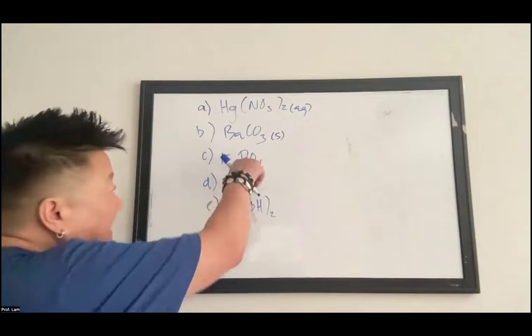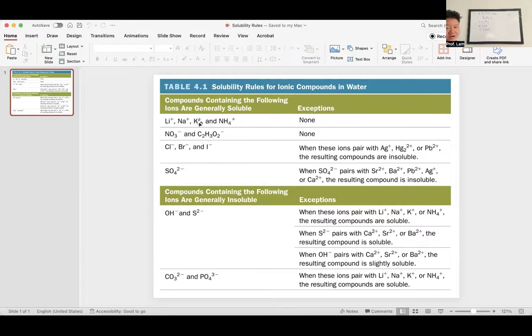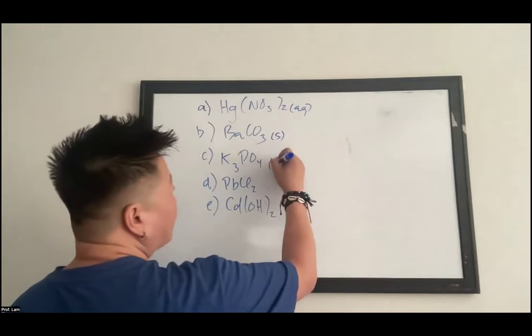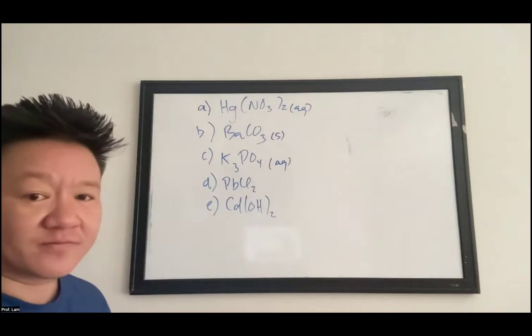All right, next one is K3PO4, potassium phosphate. So phosphate, okay, we can see that phosphate is generally insoluble, but the exception does have potassium in it, right? And then here it also says all potassium, right? In this section, potassium soluble. So, okay, it's soluble. So we're gonna put aqueous. Okay.